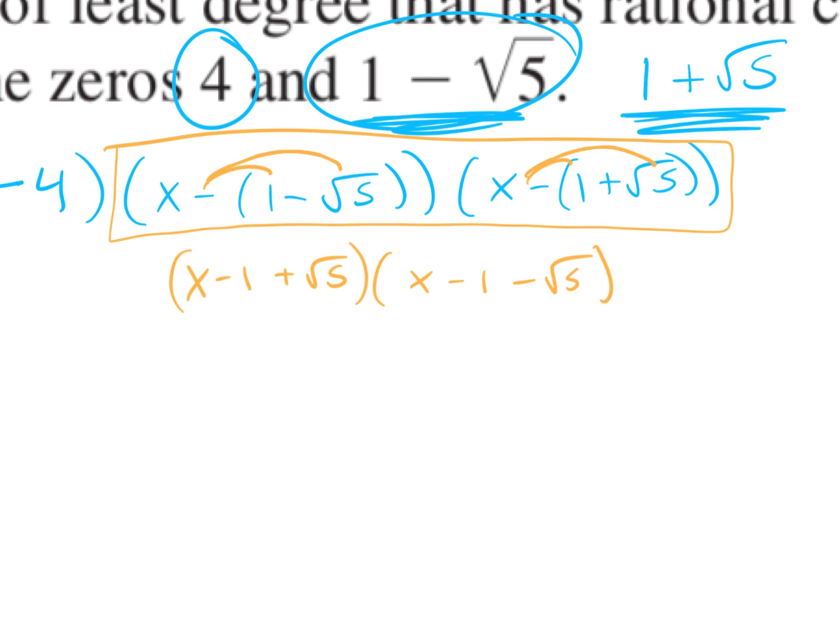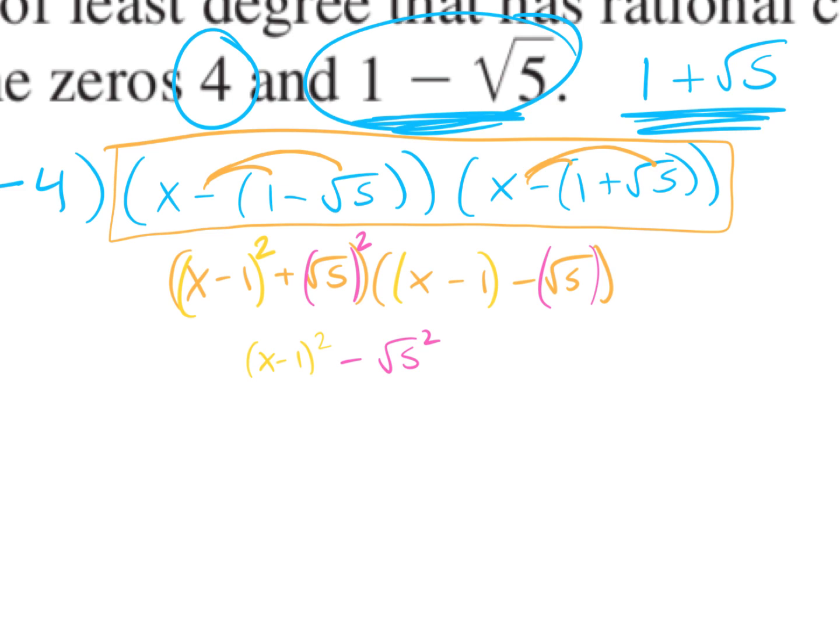Now here I'm going to do the shortcut. So my first term is x minus 1, and my second term is square root 5. So I'm going to do x minus 1 squared minus square root 5 squared. So our formula is always the first one squared minus the second one squared. Always minus in the middle.